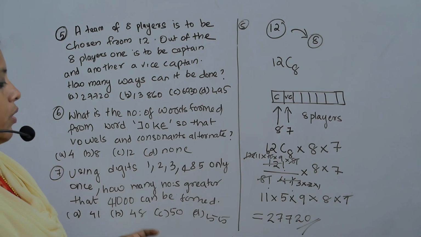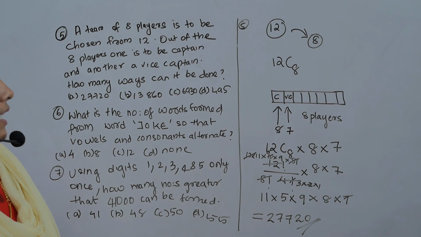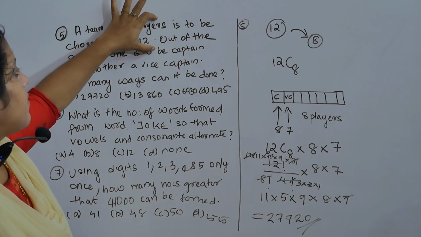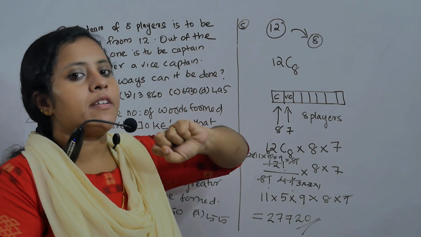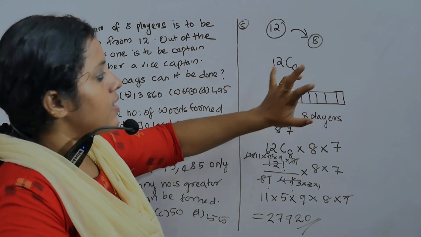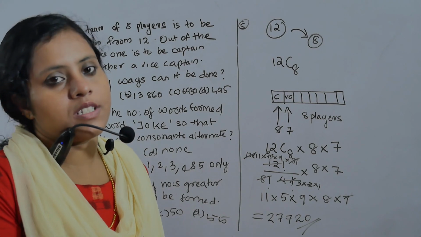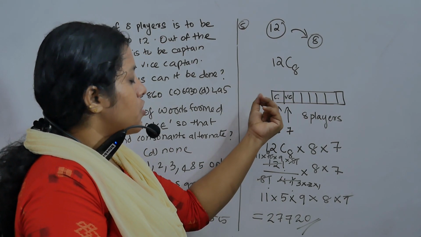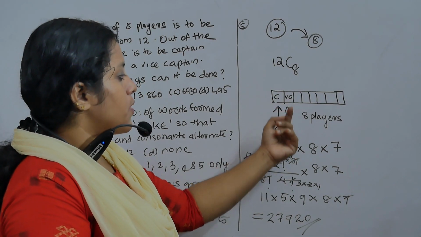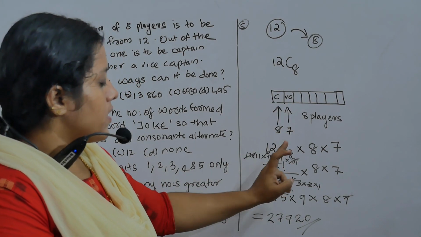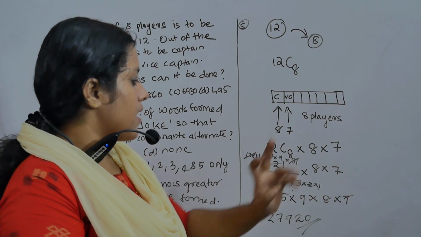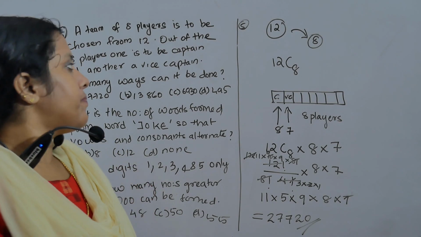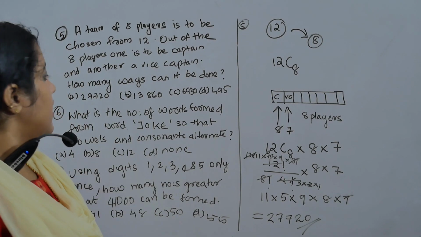Understood? We are not doing anything, very simple. Just understand the question. First, from the first statement, it is clear that we need to choose 8 from 12. So 12C8. The next condition is arrangement. Arrangement means for this position 8 are available, for this position 7 are available. So 12C8 into 8 into 7. So I'll get 27720. Clear? Okay. Now let's see the next question.